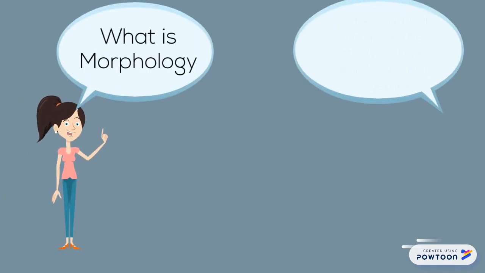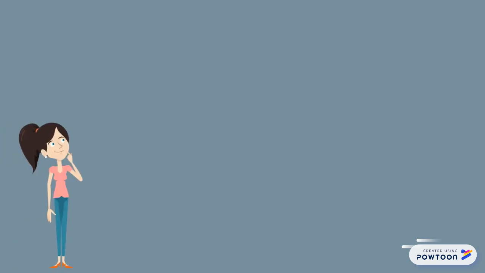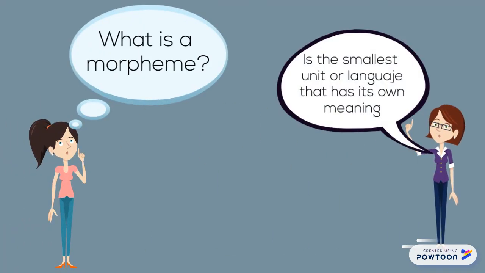Let's begin with what is morphology. Morphology is the study of forms, or the study of how words are put together. In morphology, we have morphemes. A morpheme is the smallest unit of the language that has its own meaning.